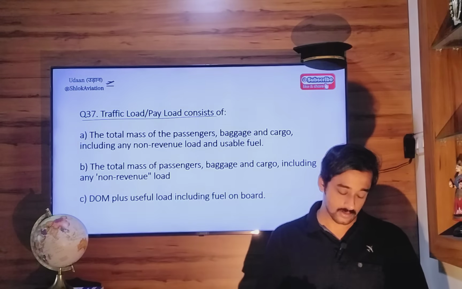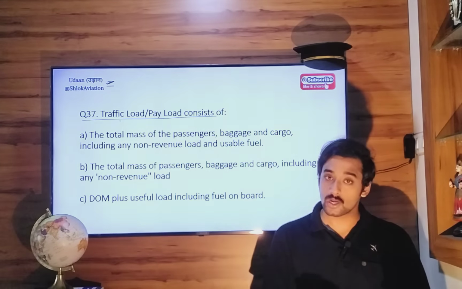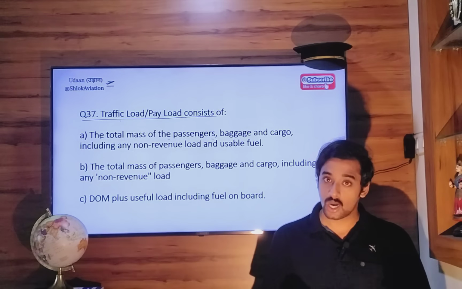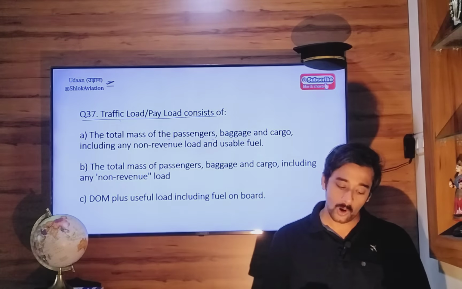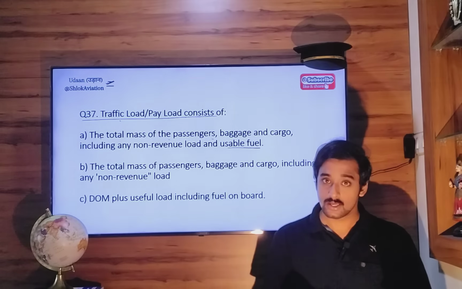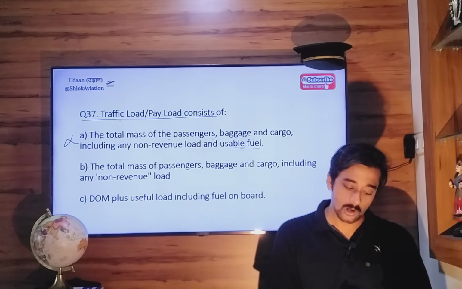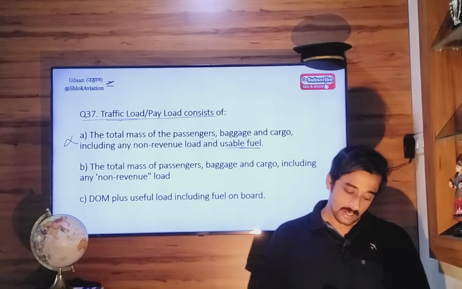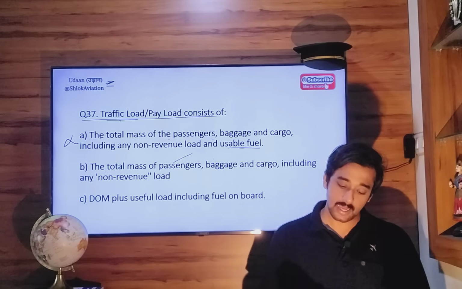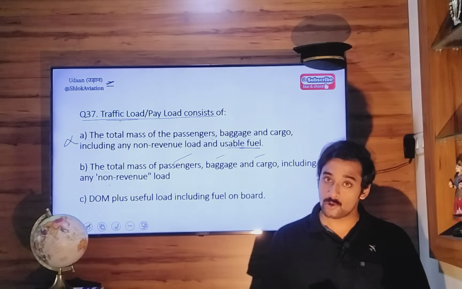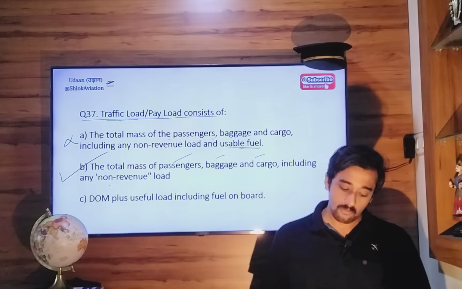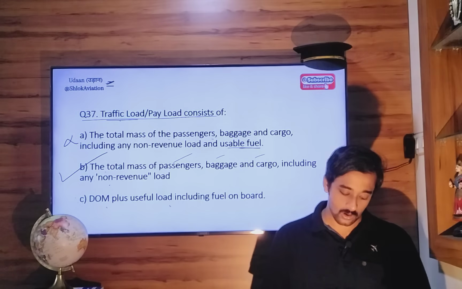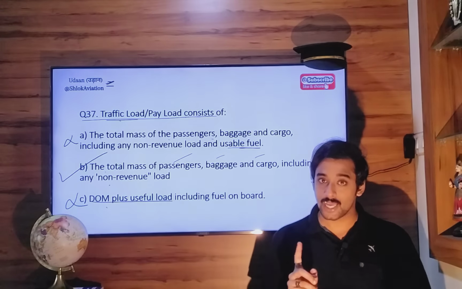Next, traffic load or payload consists of what? The total mass of passengers, baggage, cargo, including any non-revenue load and fuel. So this is wrong. Your traffic load or payload will not include any fuel component. Total mass of passengers, baggage, cargo, non-revenue load, yes. DOM plus useful load, including fuel on board. So that is wrong. DOM plus useful load is a takeoff mass.